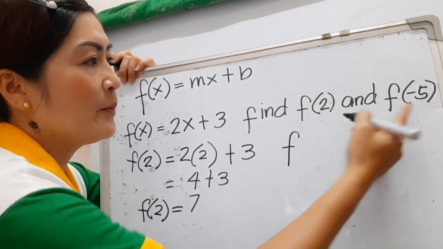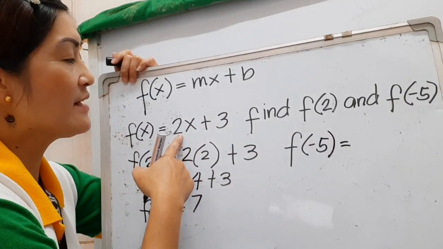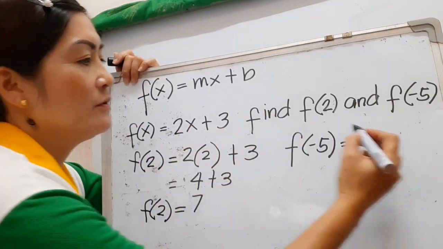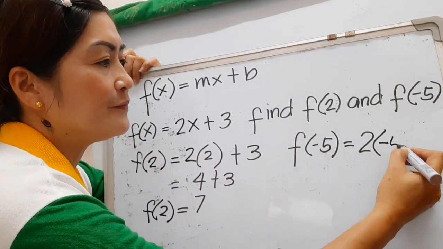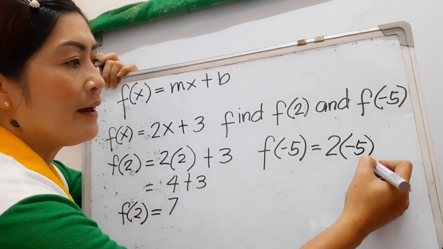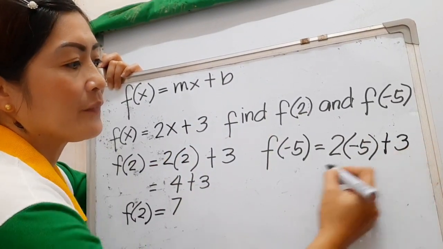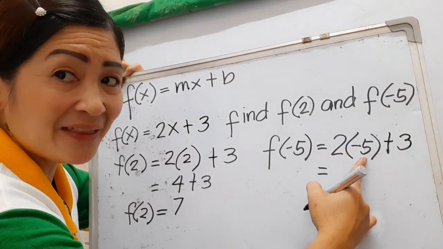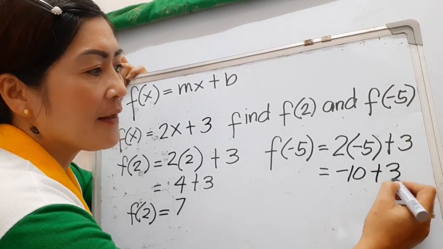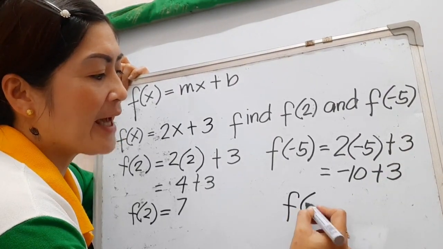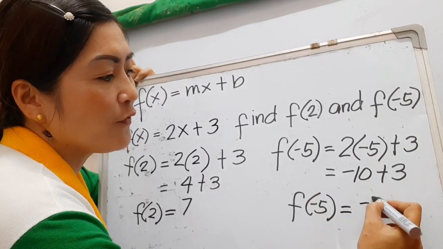Let us say, what about f of negative 5? If that will be f of negative 5, using this function, the value of x is negative 5, plus 3. 2 times negative 5 is equal to negative 10, plus 3. So our f of negative 5 now will be negative 7.